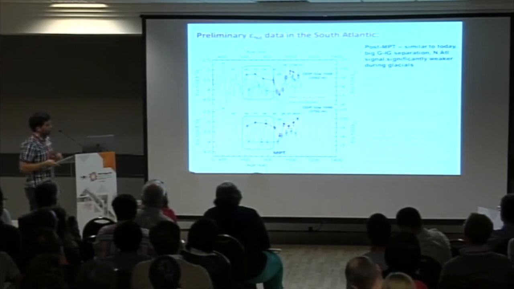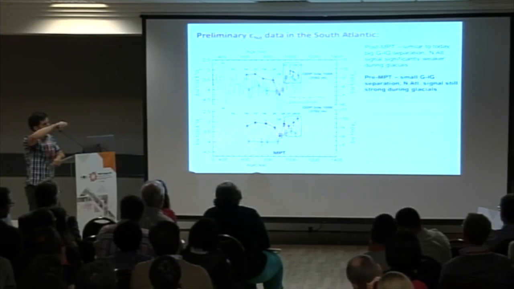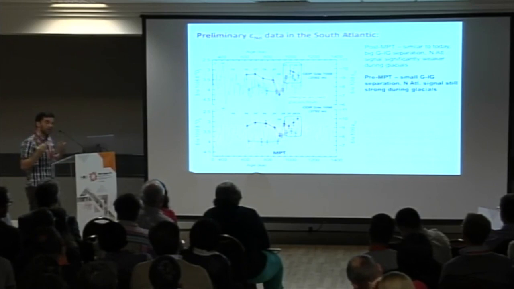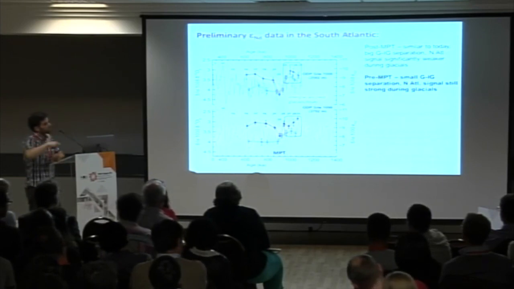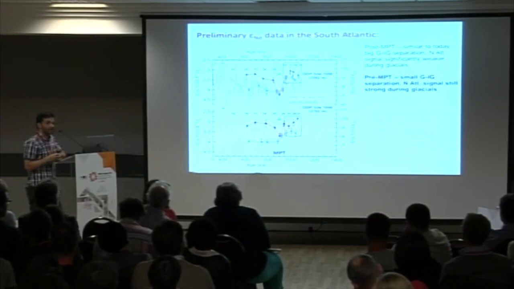All right? But the striking thing is that when we go to the pre-NPT period, we see that this difference between the interglacials and the glacial periods at both sides decreases significantly. This is about 2 epsilon units difference in the post-NPT period, and it's less than an epsilon unit for the pre-NPT period. And as I will show in my next slide, that's a huge change for the deep ocean.